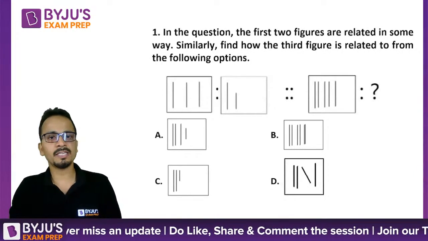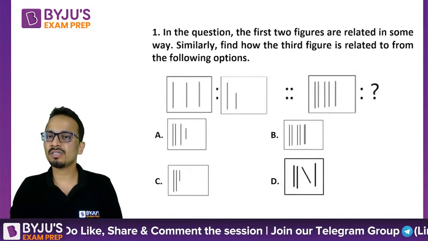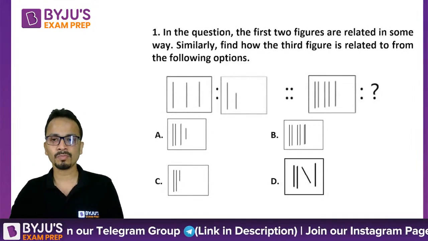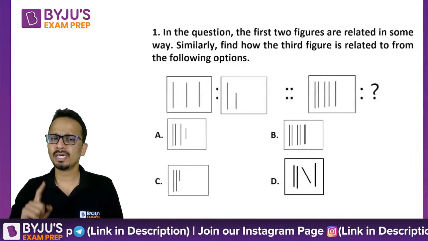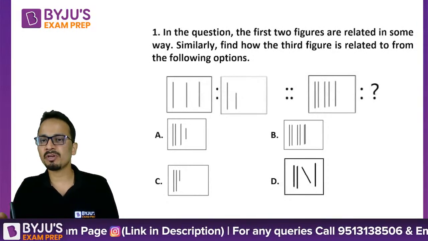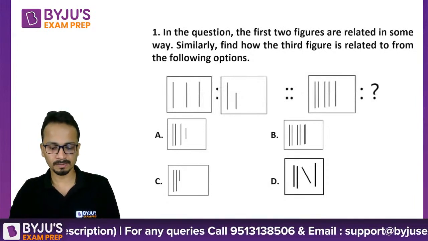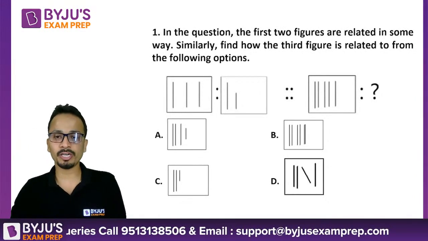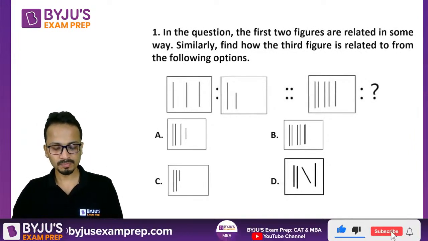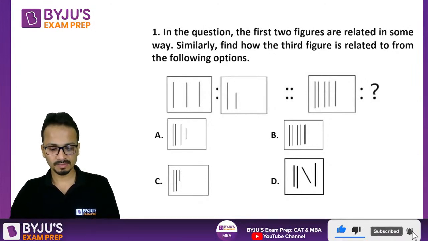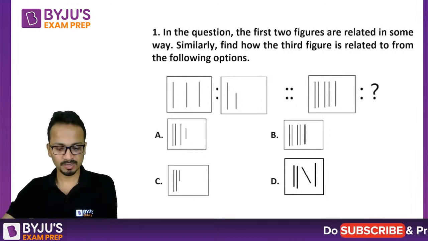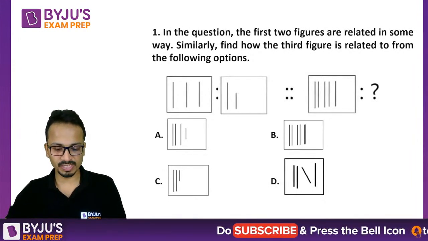So if the first two figures are related in some way, similarly, find how the third figure is related to the following options. So A, B, C, D, there are 4 options given to you. You will have to identify which of the following will be the correct answer, such that the answer figure bears the same relationship in the question figure number 3. All right, great. So I've already started getting the answers. Krishna, Vicky, Danny, Sanchit, Khushbu, Ritik, Kashish, Sneha, Vaibhav, all of you have given the same answers.